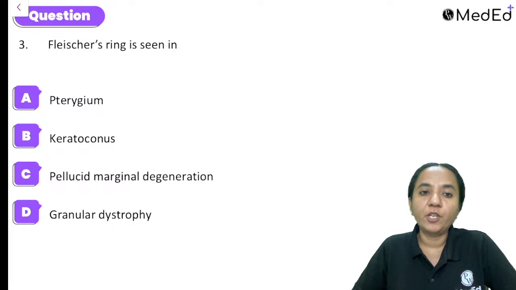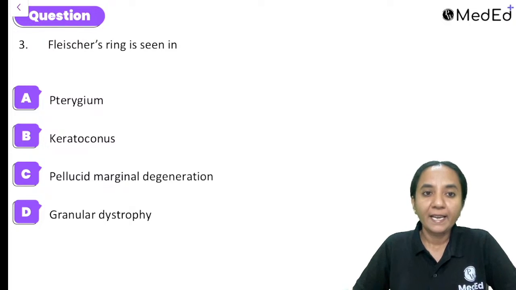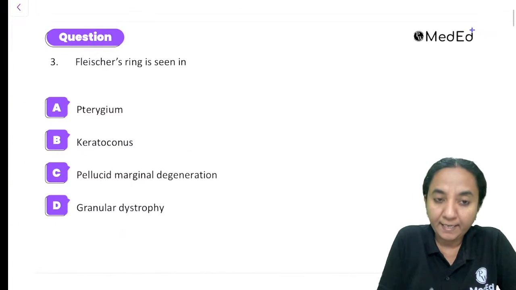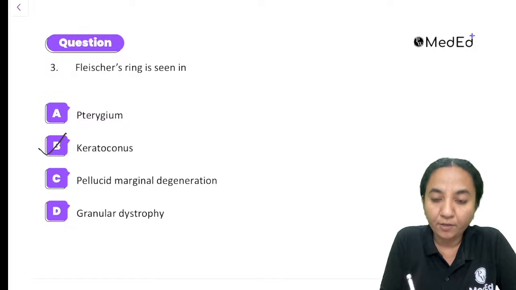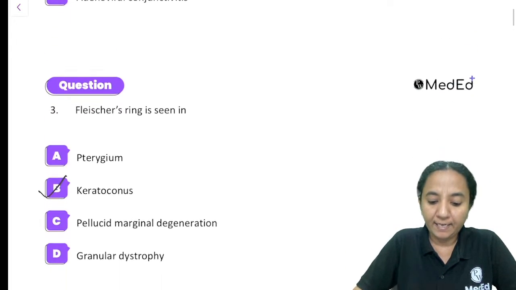So is it in pterygium, keratoconus, pellucid marginal degeneration, or do we get to see it in granular dystrophy? Yes, Fleischer's ring, where is it seen? Fleischer's ring is seen in keratoconus.